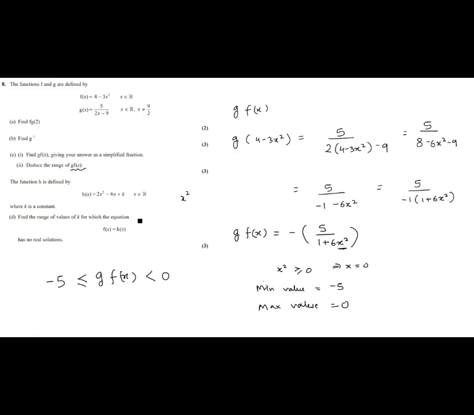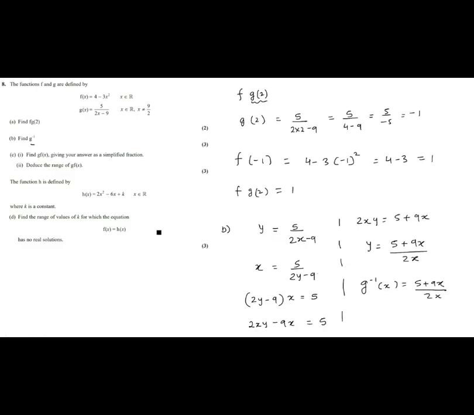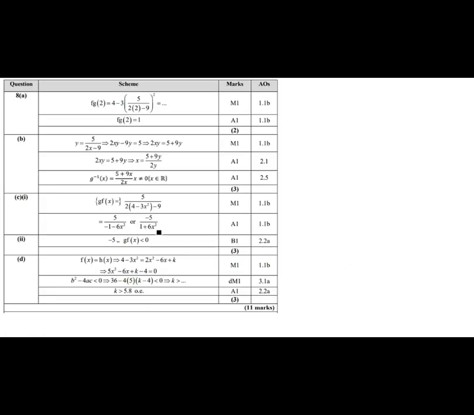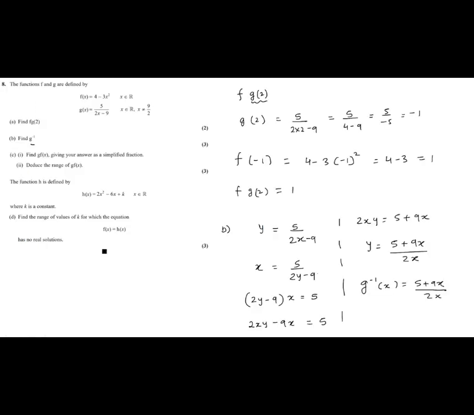Now let's have a look at the mark scheme, what the mark scheme says. So g of f of x is less than 0, and I think that these two commas probably mean g of f of x is greater than or equal to minus 5. Okay.